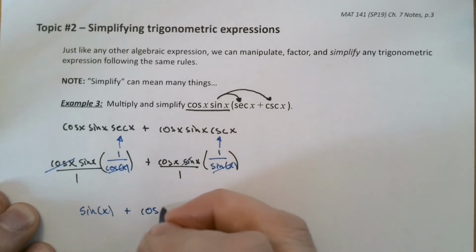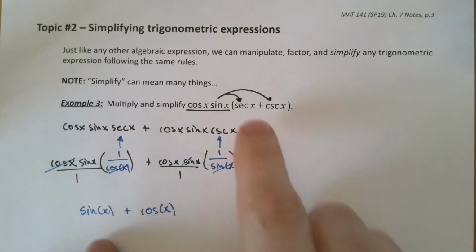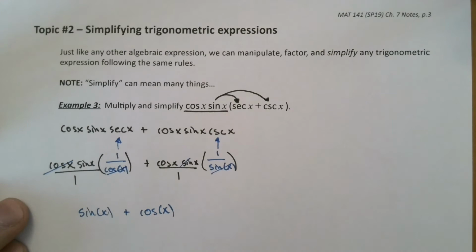This becomes cosine x. Now, at this point, I think I would win an argument if we were to say which of these three lines is simpler. This is the simplest one.